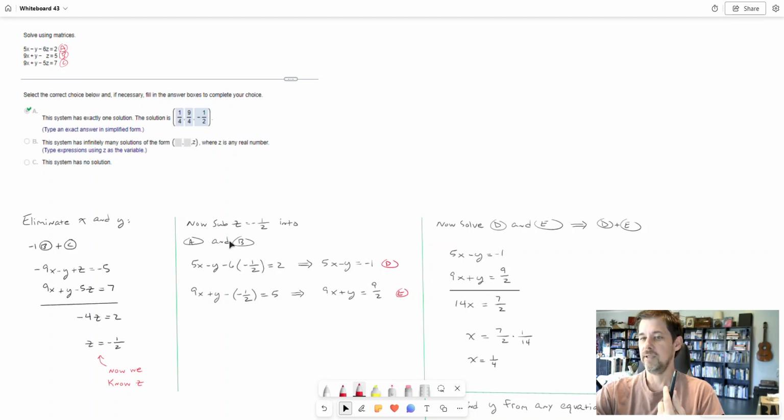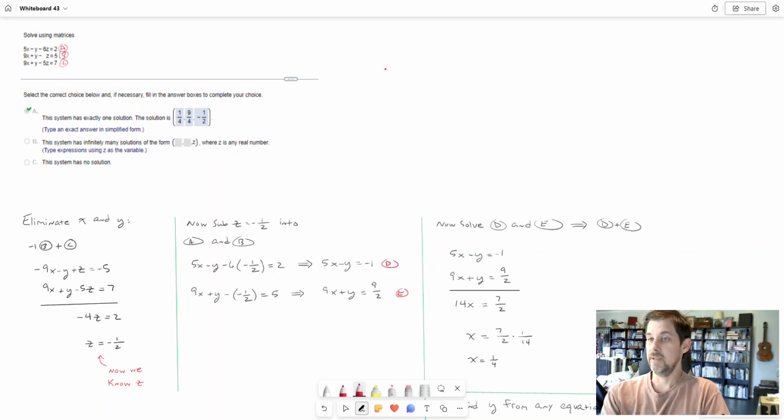And then if I put z is -1/2 into equation B, then I'll do like this. I'll reduce it to 9x plus y is 9/2. Okay, so what do I have here? I've got two equations in the same two variables. And we're headed in the right direction.